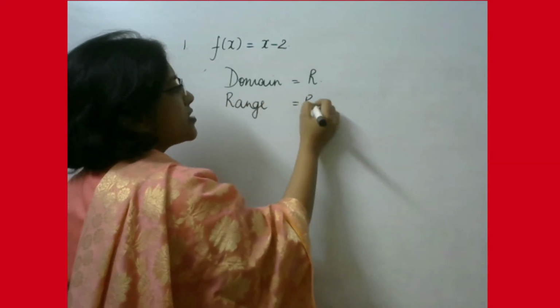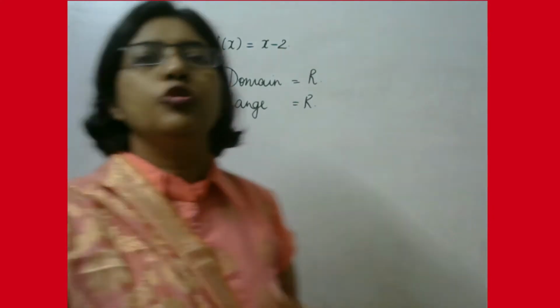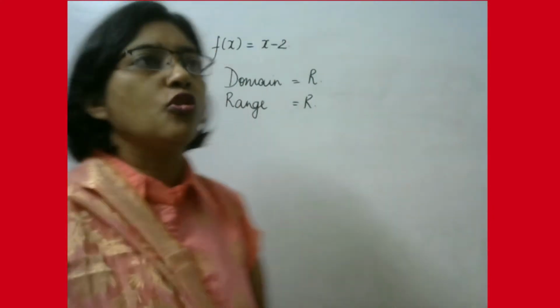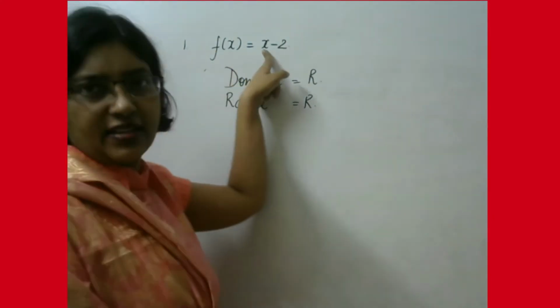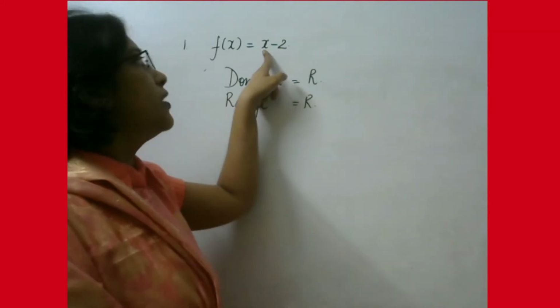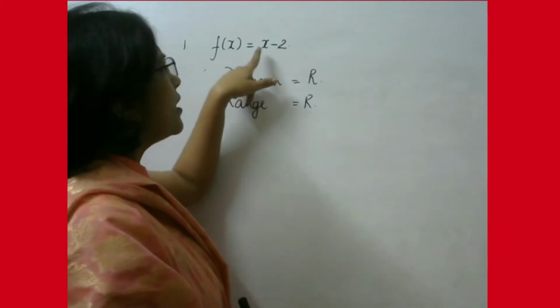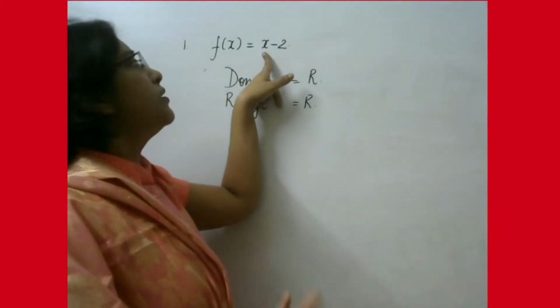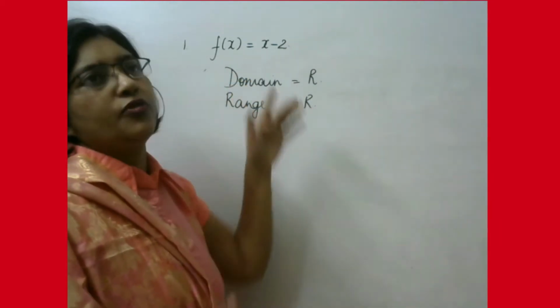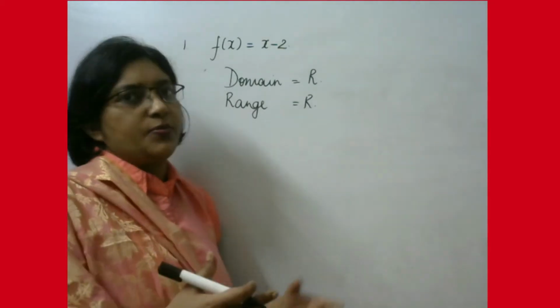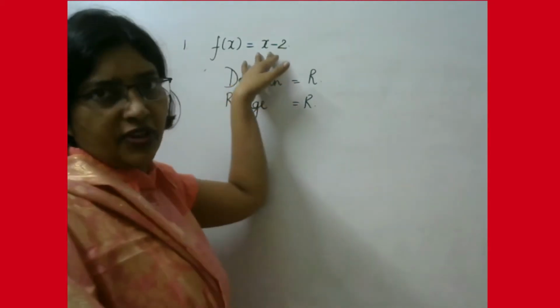Now, how do we decide what is a domain? The domain is decided on the basis of what values of x are allowed in here. Which values of x will make the function defined. So you take any real number, this function will exist. You have to think of a real number or its subset. So over here, all real numbers are fine with us.